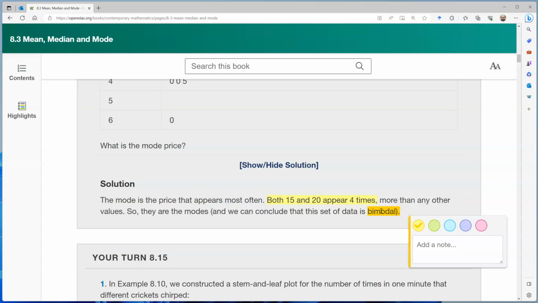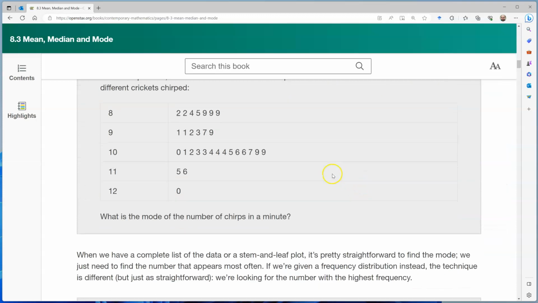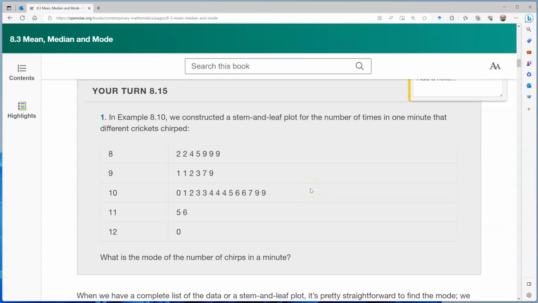Essentially, we can be trimodal. We could have 3 modes. If we have any more than that, we would just say that it is multimodal. All right. So again, I highly advise you to pause the video and try the your turn to see what would be the mode of this particular example. So mode's pretty straightforward and easy.